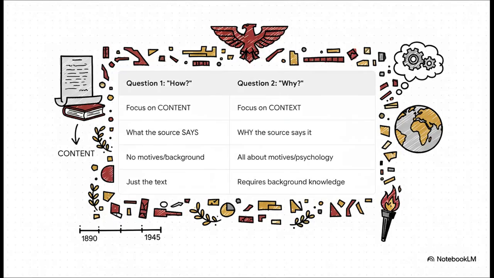So, this is absolutely crucial. Do not mix these 2 up. It is the single most common mistake people make. Question 1 is all about content, what is literally written on the page. Question 2 is all about context, the reasons why the author might have that point of view. Think of it like this. One's the text, the other's the subtext.